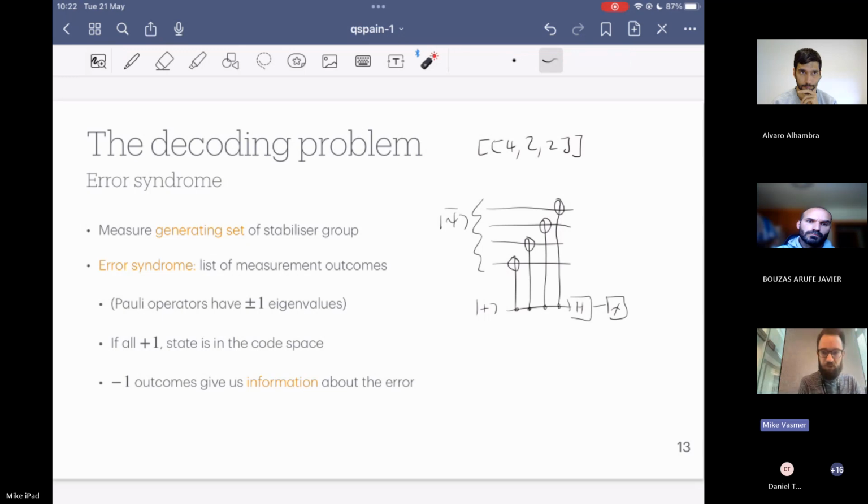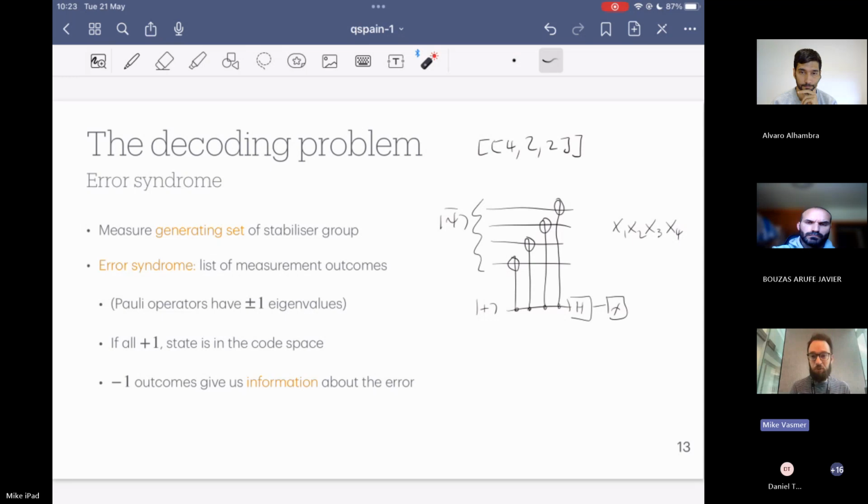This is just a standard circuit to do these kind of measurements. I've introduced this ancilla. I do this controlled stabilizer, because I just do X, X, X, X, and then I measure the ancilla in the X basis at the end. You can show, using a phase kickback type of argument, that you will get the eigenvalue of the stabilizer we wanted to measure, which is X1 X2 X3 X4, and this is a non-demolition measurement. So you haven't collapsed the superposition of the encoded state. You've just done this measurement.